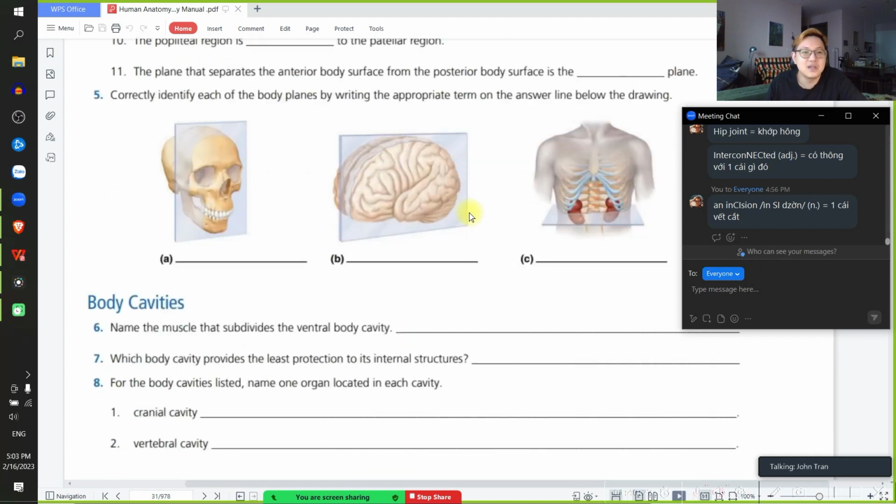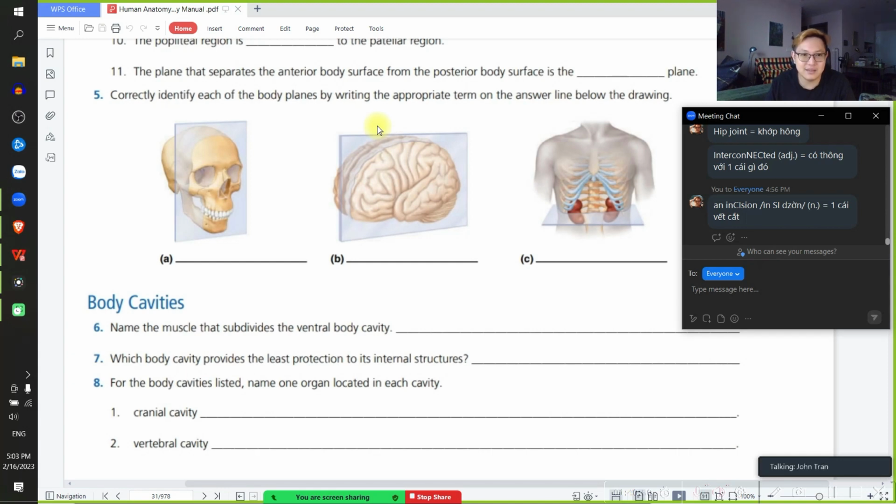Number 5. Correctly identify each of the body planes by writing the appropriate term on the answer line below the drawing. Cái đầu tiên là median. What? Cái đầu tiên là median. Cắt sao? Cắt trước và cắt sau.